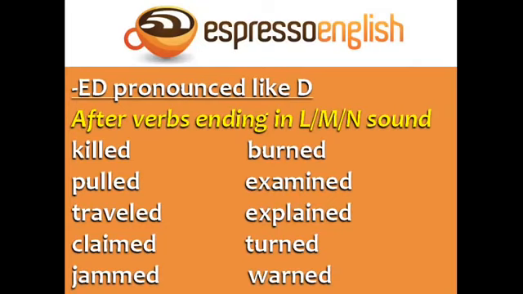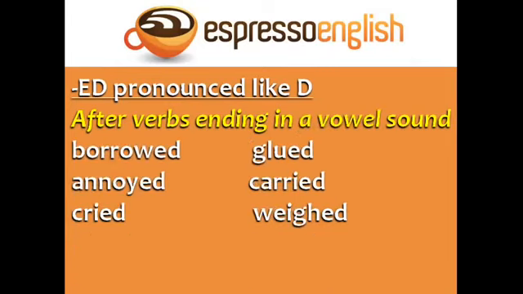ED is pronounced like D after verbs ending in an L, M, or N sound. Killed, pulled, traveled, claimed, jammed, burned, examined, explained, turned, warned. ED is pronounced like D after verbs ending in a vowel sound. Borrowed, annoyed, cried, glued, carried, weighed.